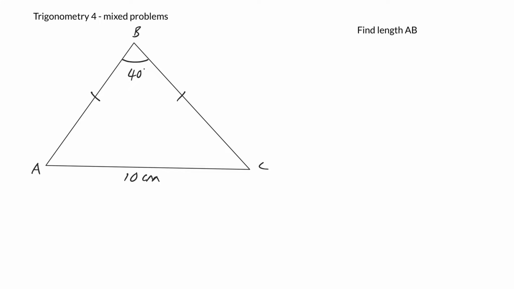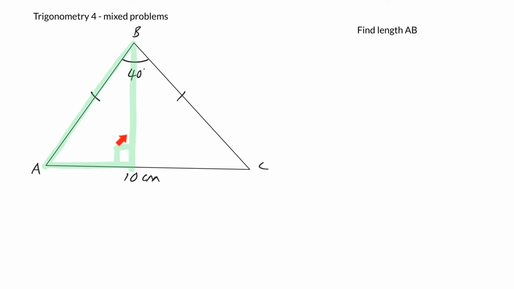So in this question we're asked to find length AB, that's AB there. First of all we need to identify what sort of triangle we've got. If you look at this, we have got two sides that are identified as the same, so therefore we've got an isosceles triangle. Now obviously we haven't actually got a right angle triangle here, so we need to create one in order to find length AB.